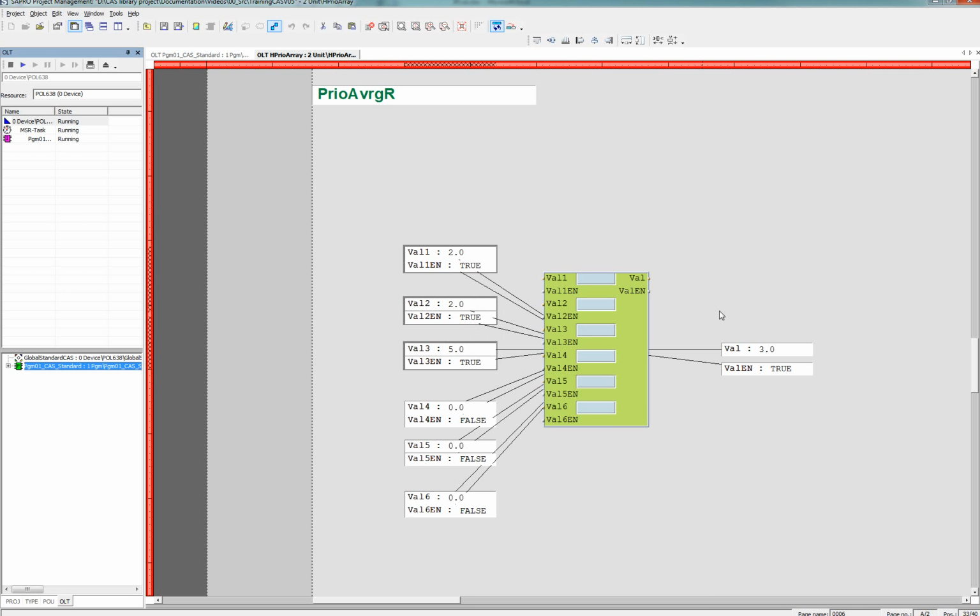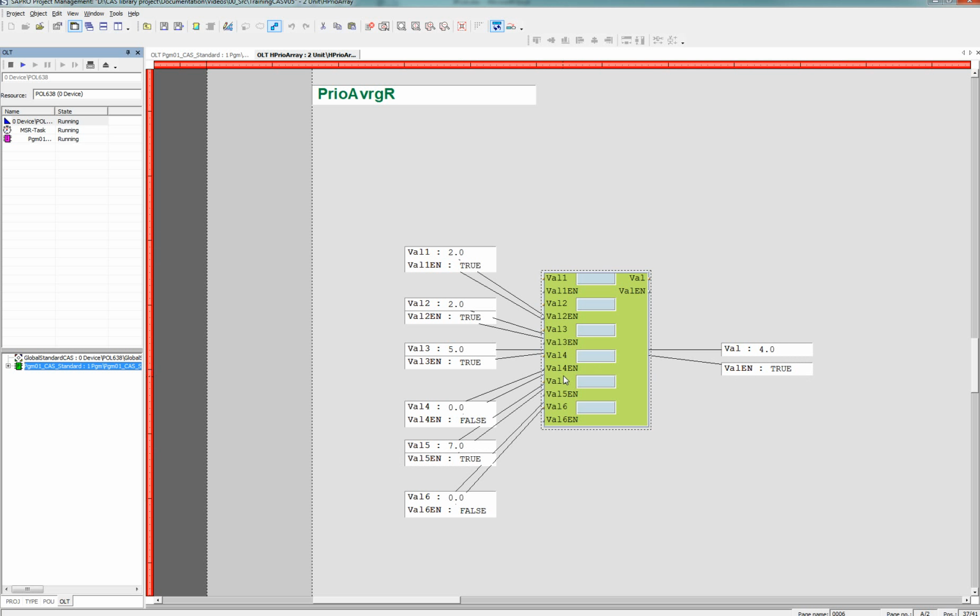So this block calculates the average from inputs which are enabled. In case that I enable also number 5, so the average is 4.